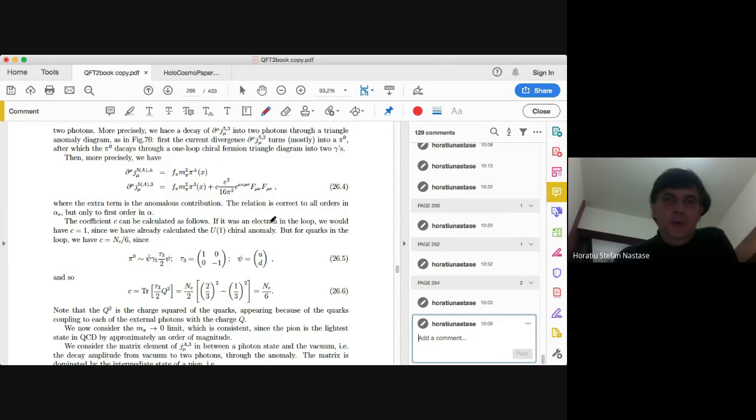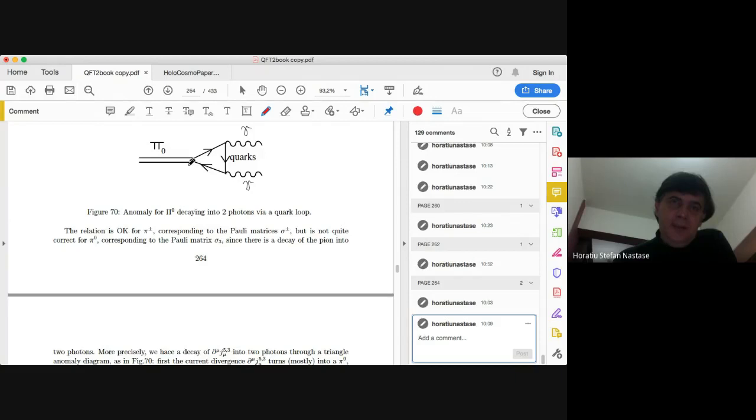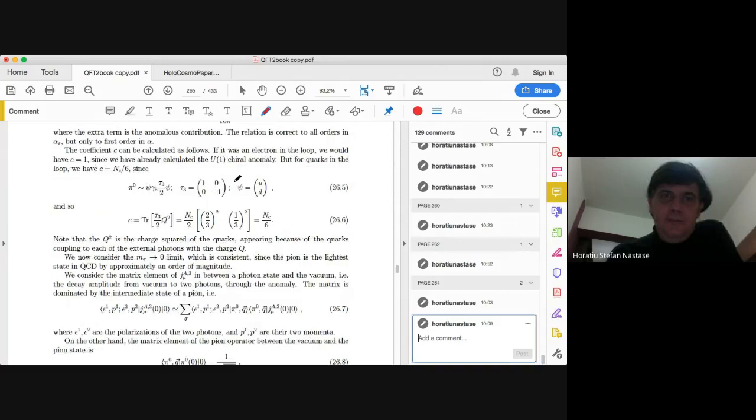But instead, now in the loop, since this is a hadronic current, in the loop we have quarks. Quarks are also coupled to photons. So for quarks in the loops, we have C equal to the number of colors over six.